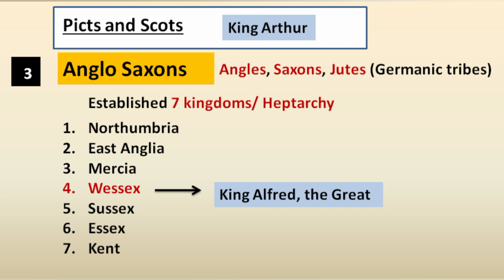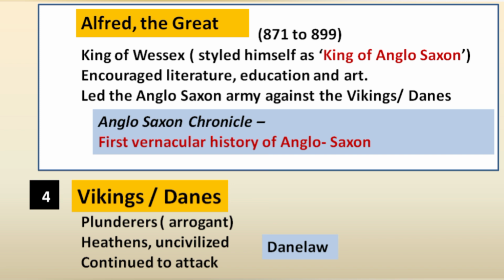Now, Wessex was politically thought to be more powerful than all the other kingdoms because it was ruled over by King Alfred the Great. King Alfred is thought to be a great ruler, and the time period when he ruled England is thought to be the Golden Age. He was such a great king that he was not only called the king of Wessex but also the king of the Anglo-Saxons. He also encouraged art, education, and literature.